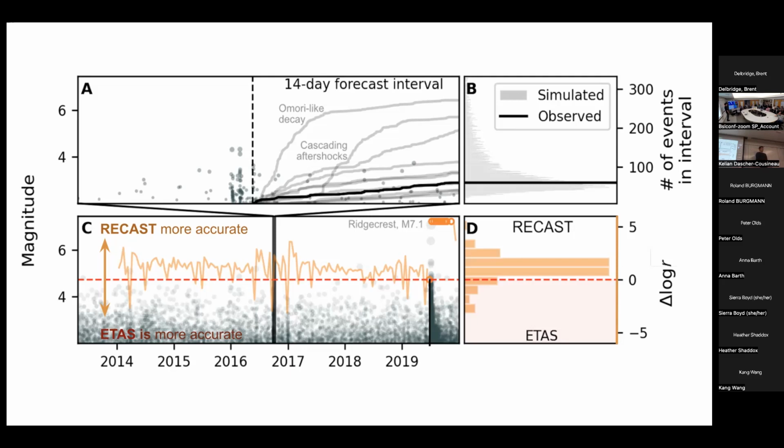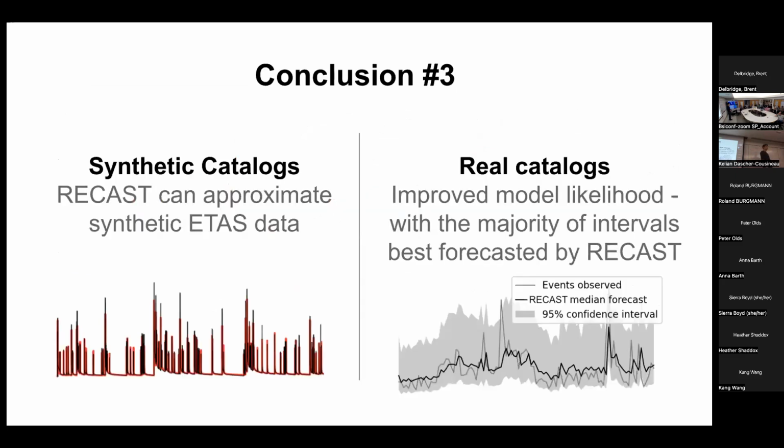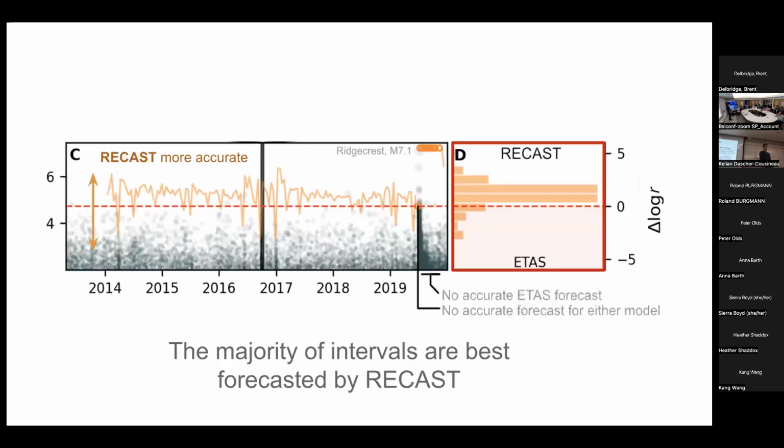Can you give us a sense? So you said, I mean, you show here that recast is doing much better than ETAS. I see the orange line is above the red dashed line, but can you explain to us what this really means? So in an aftershock sequence, you just had that magnitude 7.1. What is the difference between what ETAS is telling you is going to happen and what recast is telling you is going to happen?